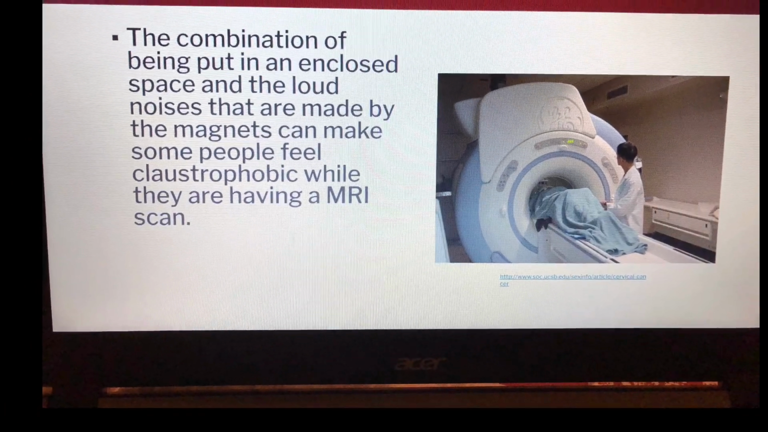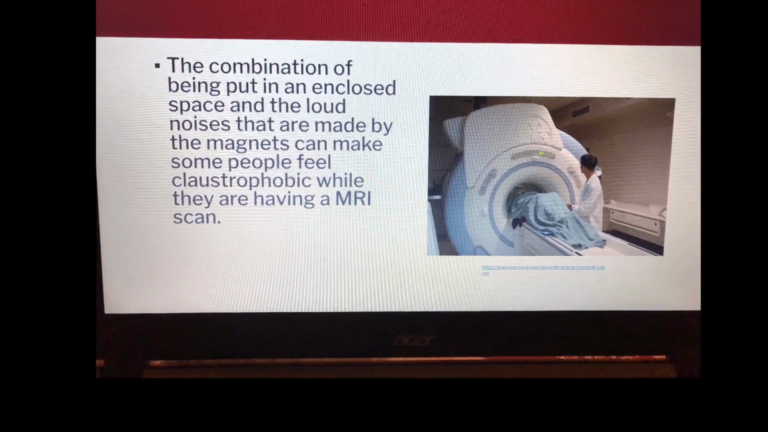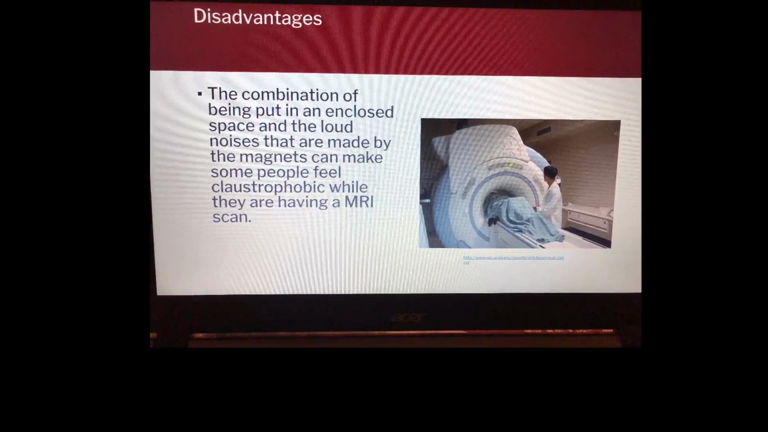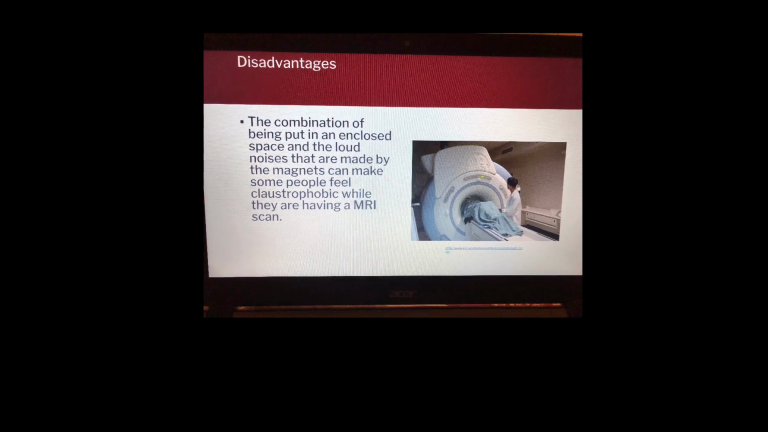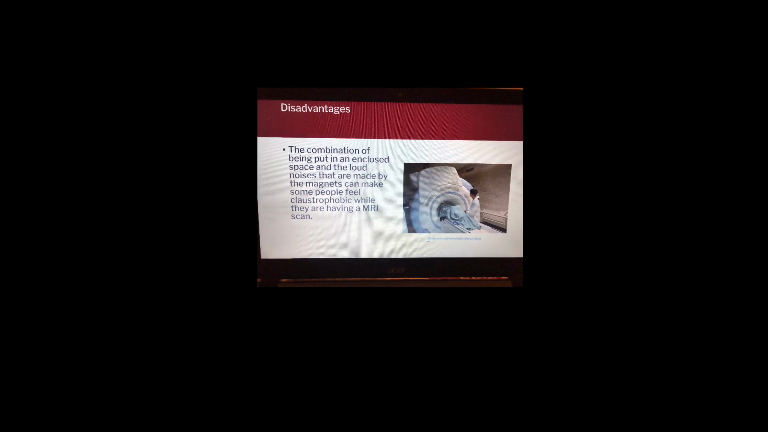Disadvantages. MRIs have been known to make patients feel uncomfortable and claustrophobic, mainly because the space is so tight and so small. The magnetic field and the loud noises can actually make someone feel very enclosed, uncomfortable, and sometimes leads to panic attacks.